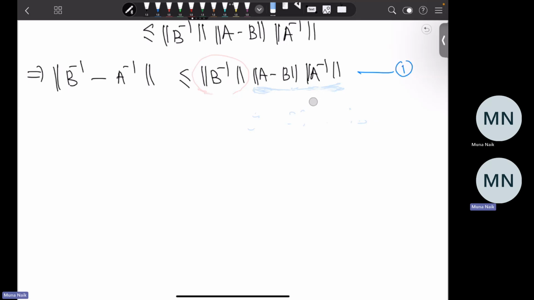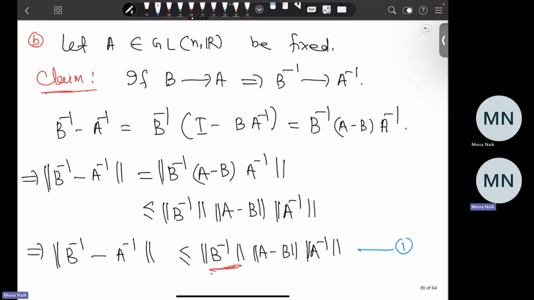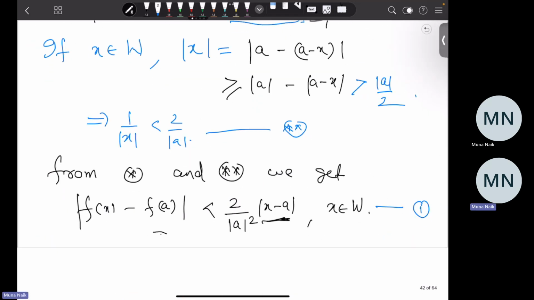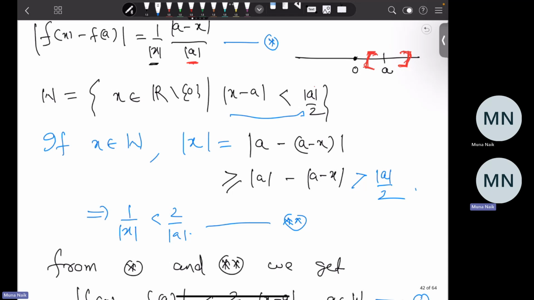And we will see that the norm of B inverse is bounded in a neighborhood of A. So if you can bound the norm of B inverse in a neighborhood of A, then we are done. So what is the neighborhood? In the previous case, this is the neighborhood we had taken: x belongs to R minus 0 such that mod of x minus a is less than mod a by 2.